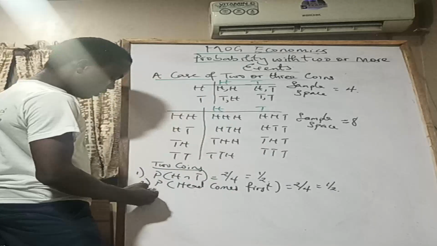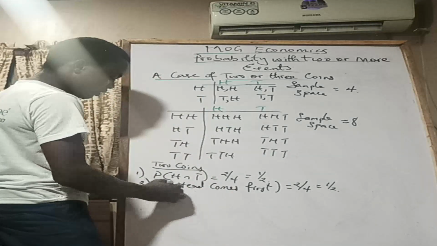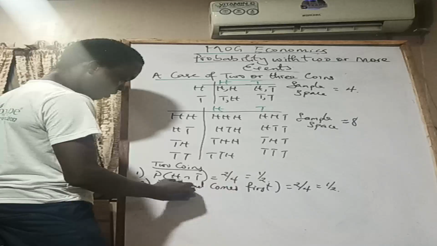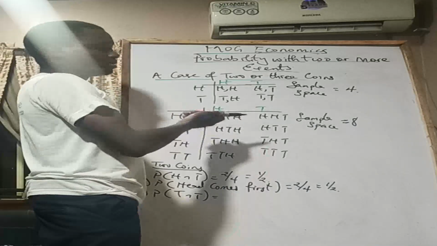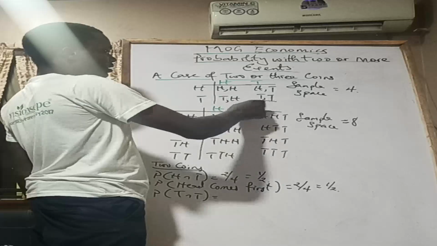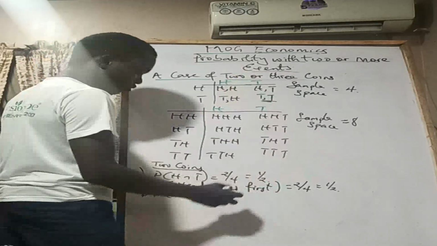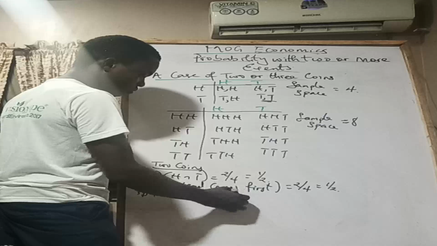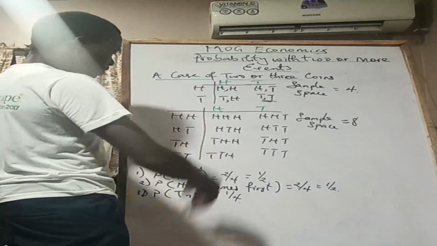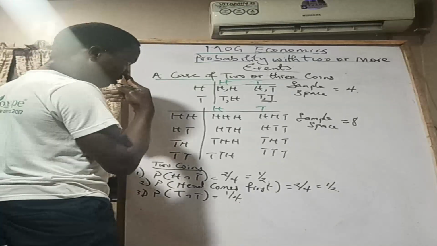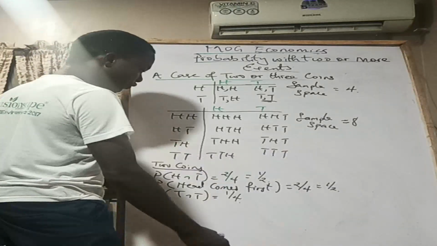Then question 3 says, what's the probability of having two tails, T and T? By the time you look at it, the only place where you have two tails is here. So you have 1 divided by 4. That's that, right? Now, let's go and look at a case of 3 coins.